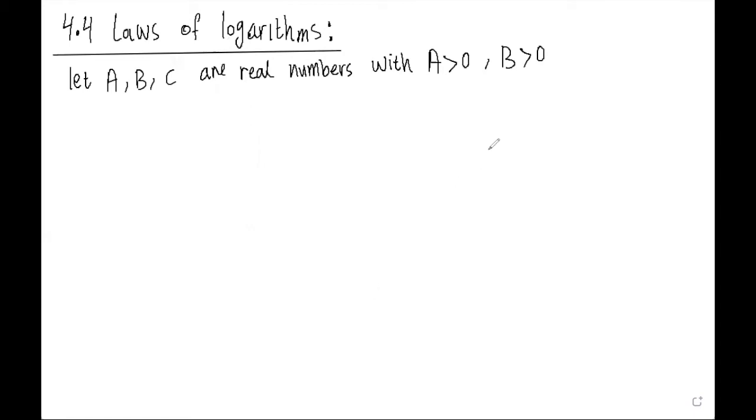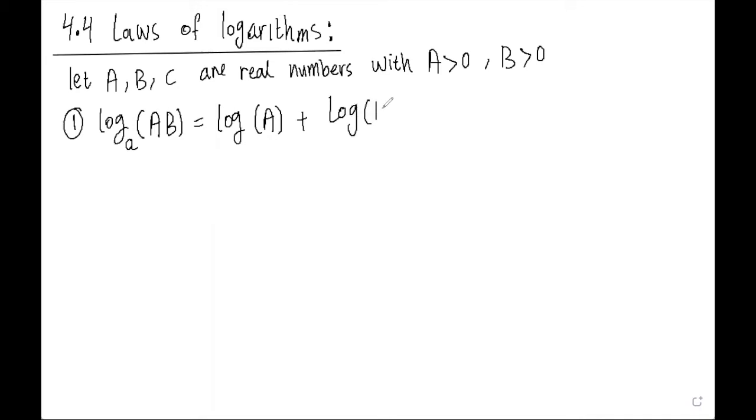Number one: the logarithm of a times b to the base a is equal to log of a plus log of b to the same base. So if I have logarithm of a times b for the base a, it is the same as log of a to the base plus log of b to the same base.